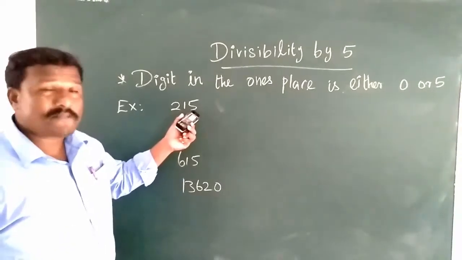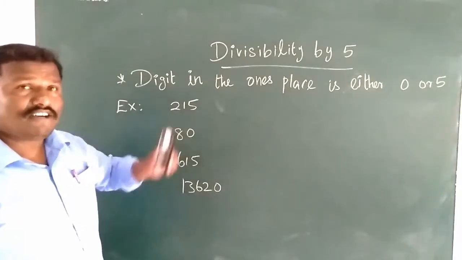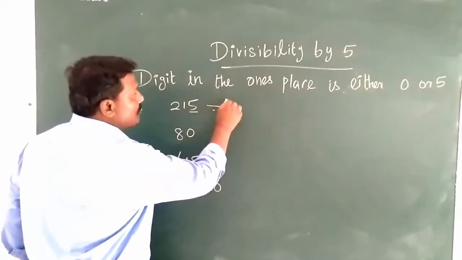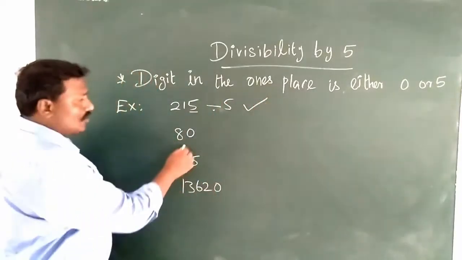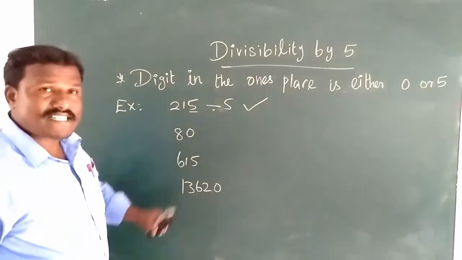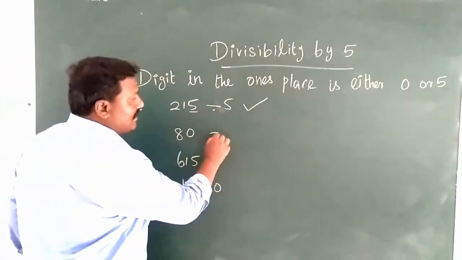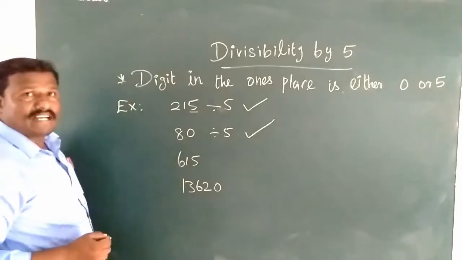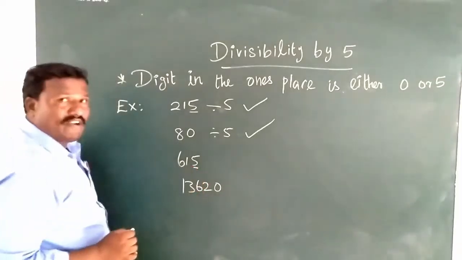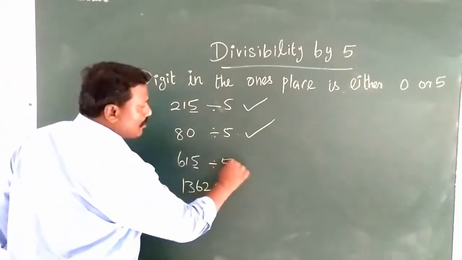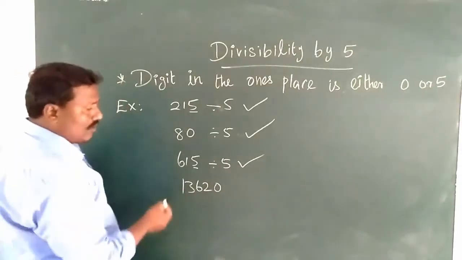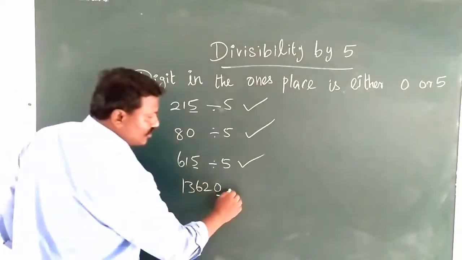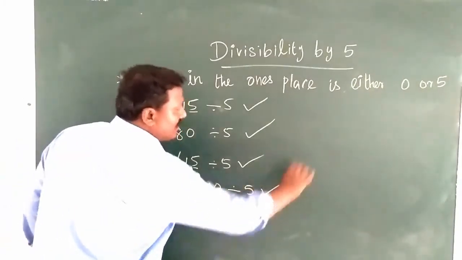215: in the ones place, what is the digit? 5. So as per the rule, the number is divisible by 5. In another example, 0 is in the ones place, so the number can be divisible by 5. 615, another example: 5 is in the ones place, so this is also divisible by 5. 13,620: 0 is in the ones place, so this is also divisible by 5.